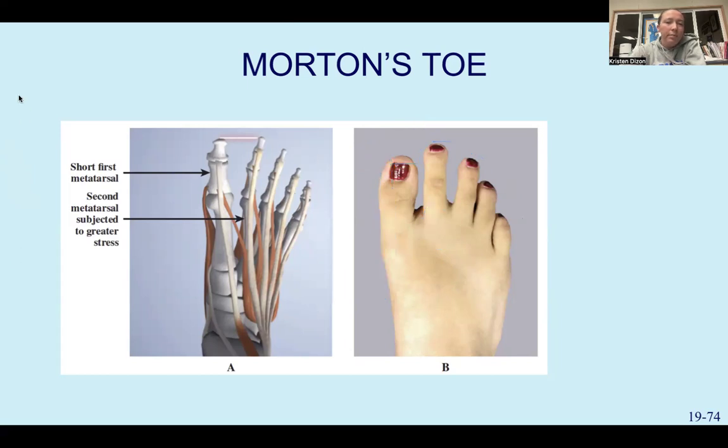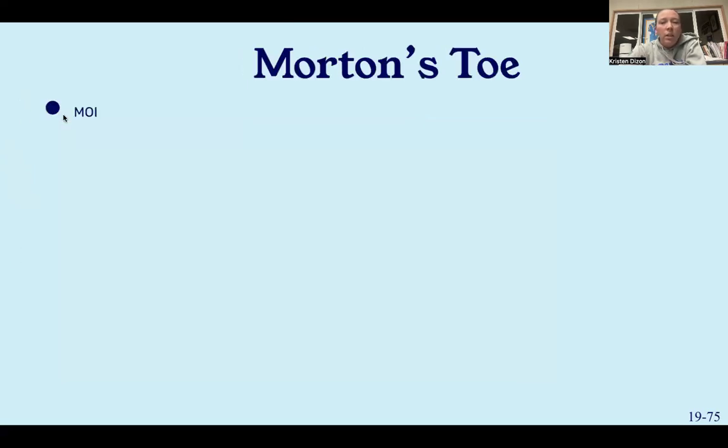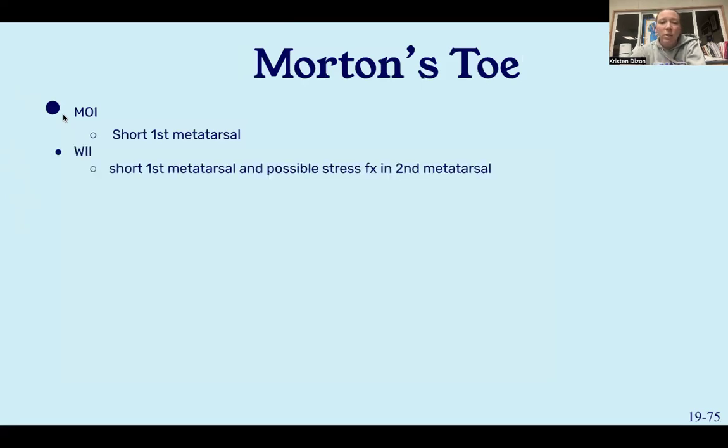All right. So MOI, it's going to be a short first metatarsal. What is injured? Well, it's the short first metatarsal, which is then causing a possible stress fracture in the second metatarsal. This isn't inherently an injury. It doesn't always cause pain or issues, but it can. And when it does, it normally causes that second metatarsal fracture.